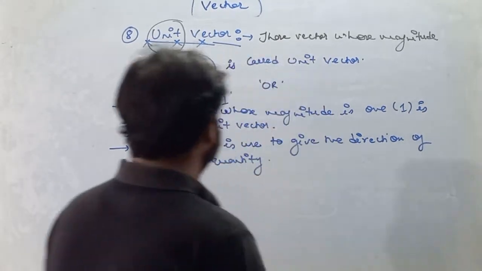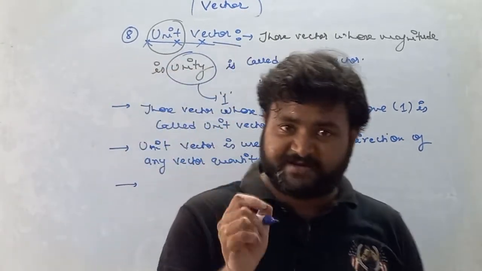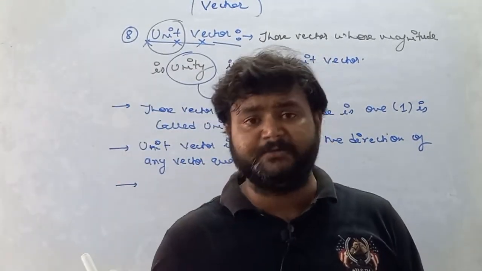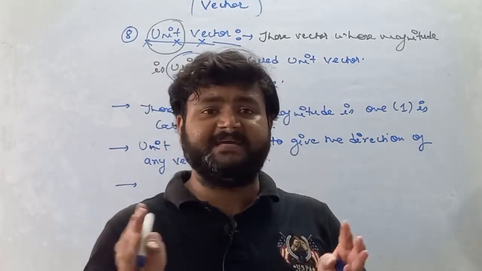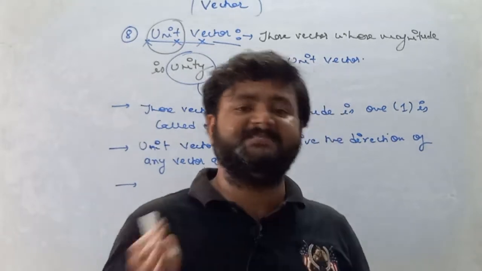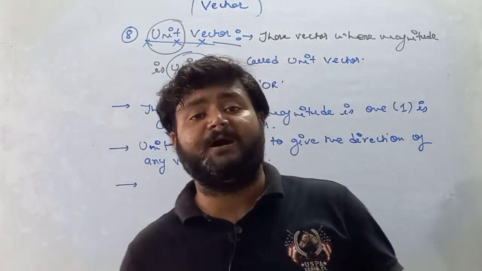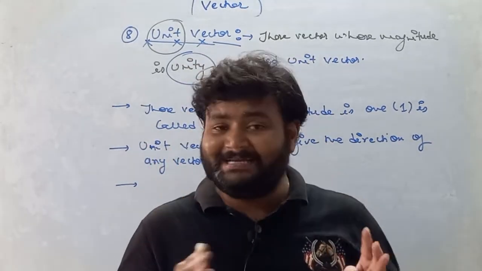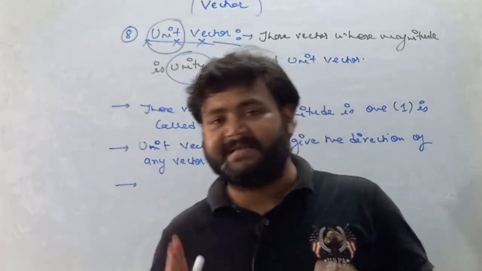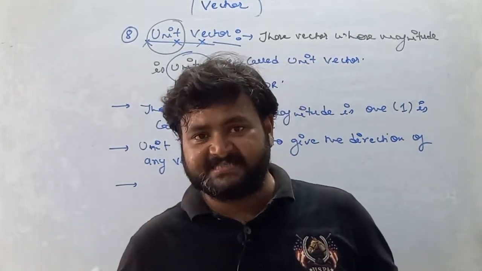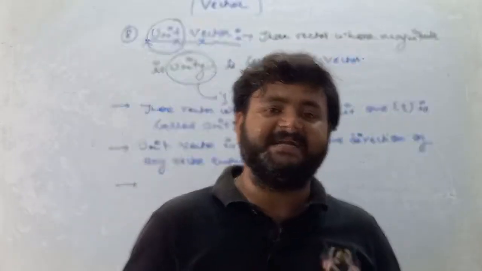Now see, my dear student, unit vector is of 3 types. When we are talking about straight line motion, because I will already tell you that we have 2 different types of motion. One is straight line motion, or we can say linear motion, and second is rotational, or we can say circular motion. So if I am talking only about linear motion, then unit vector is classified into 3 types. One is along x-axis, second is along y-axis, and third is along z-axis.